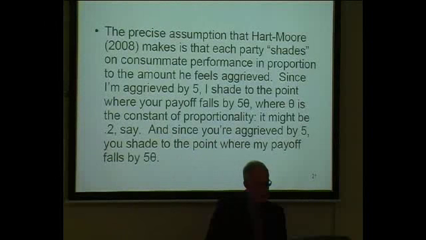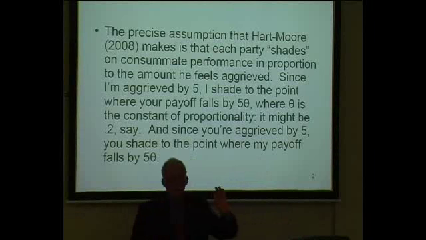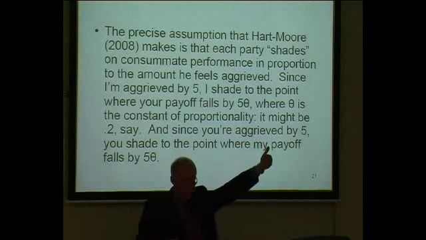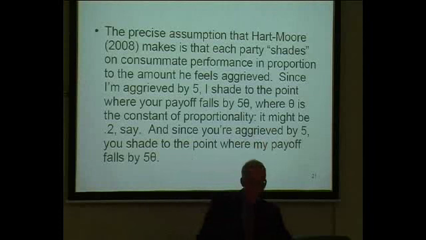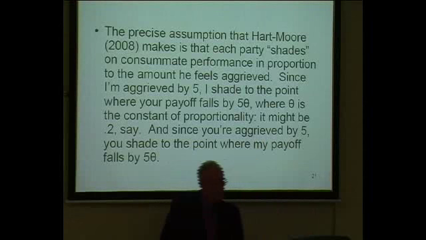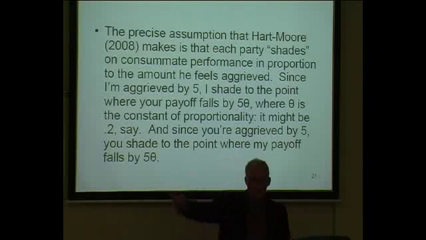Okay, so the way the model works is that you take the amount that each person is aggrieved. The aggrievement is defined by what you thought you should have got minus what you got. So we're each aggrieved by 5 monetary units, Turkish lira. And then I cut back on consummate performance. I call this shading. Shading means that I don't deliver quite the quality I could.